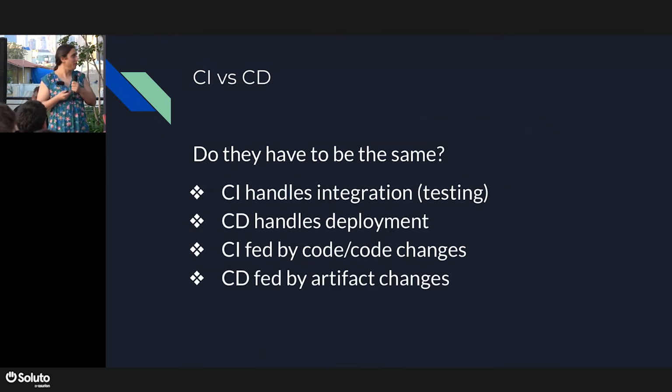And even more than that, there's CI and there's CD. We usually lump them together. The expression is usually CI/CD, but they don't necessarily have to be the same. CI handles integration, and CD handles deployment. These are not the same. CI is fed or triggered by code and code changes. That's usually when you want to integrate. And CD is fed by artifact changes. You have an artifact or something deployable, you want to deploy it, you want to ship it. These are usually, let's say, daisy chained, but not necessarily always.